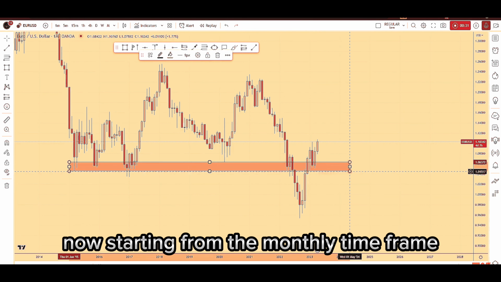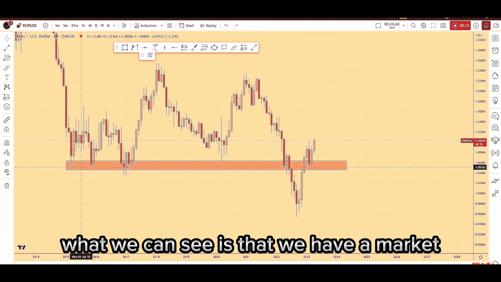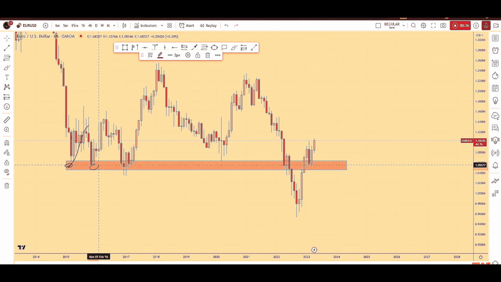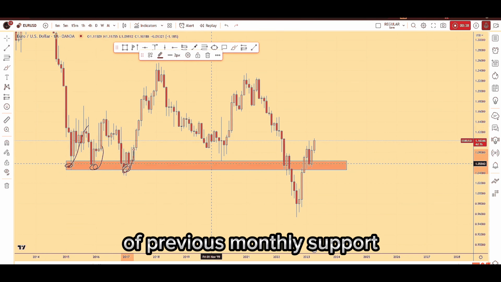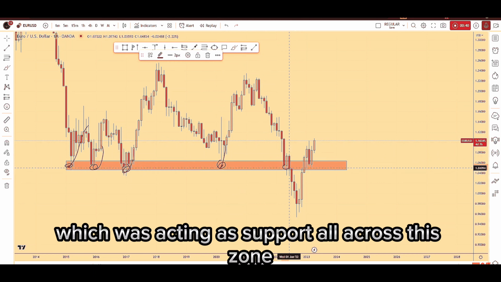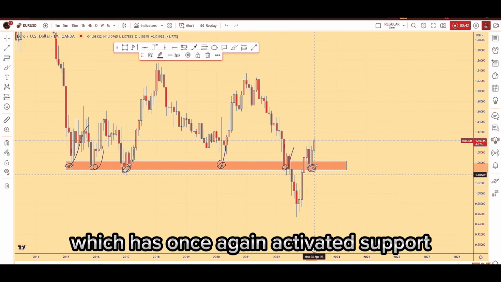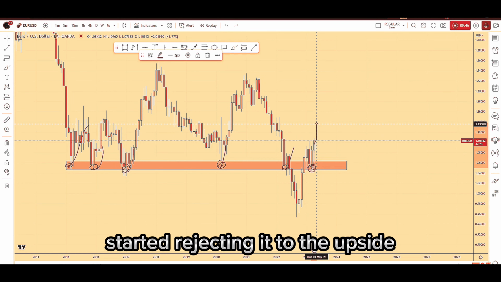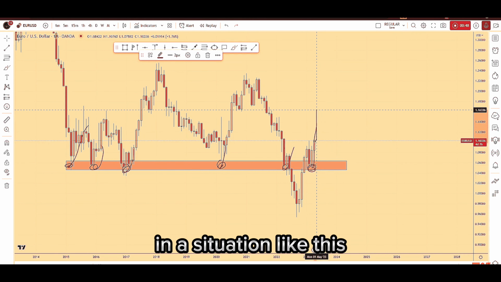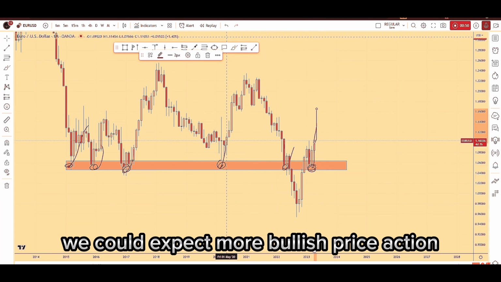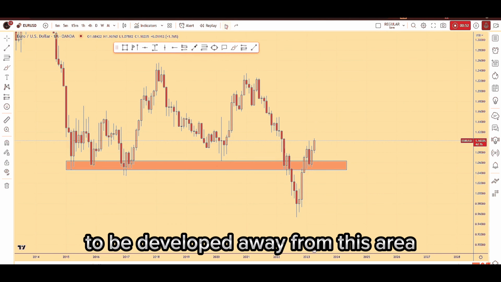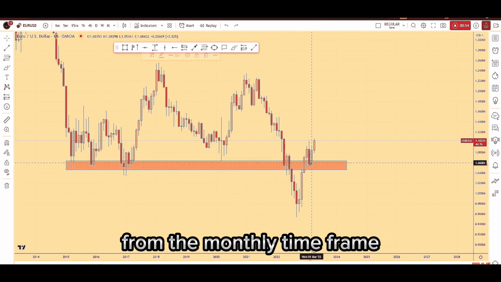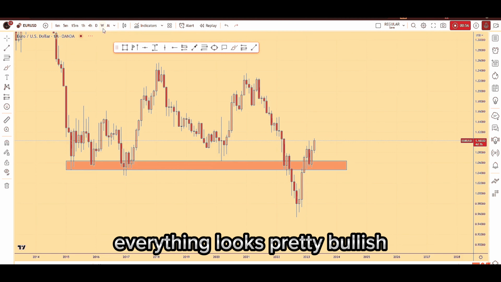Now, starting from the monthly time frame, what we can see is that we have a market which is testing a quite strong level of previous monthly support, which was acting as support all across this zone, which has once again acted as support. Here, the market tested its zone, started rejecting it to the upside. In a situation like this, we could expect more bullish price action to be developed away from this area. So, from the monthly time frame, everything looks pretty bullish.